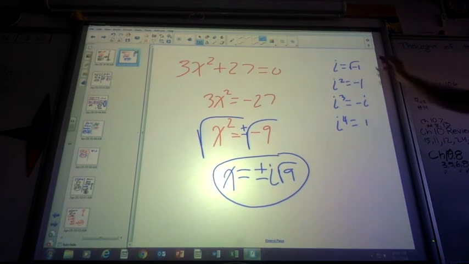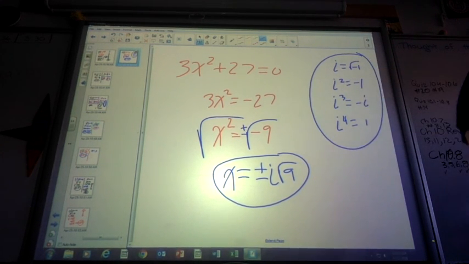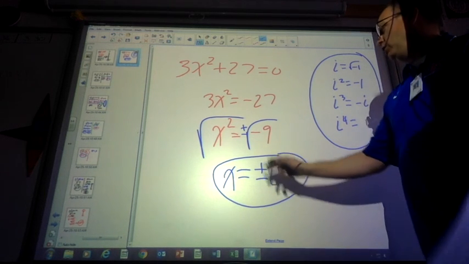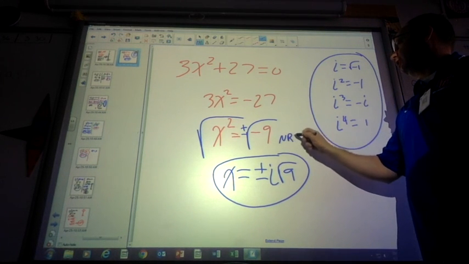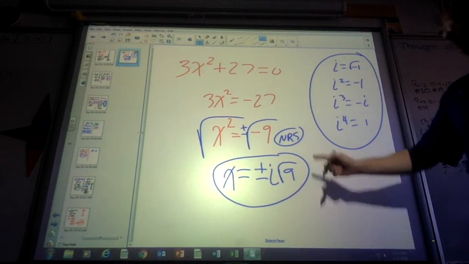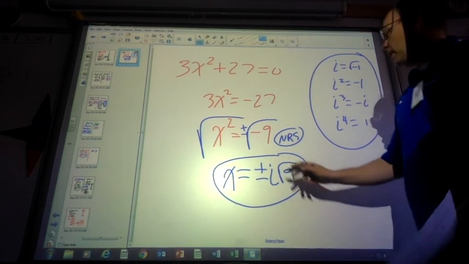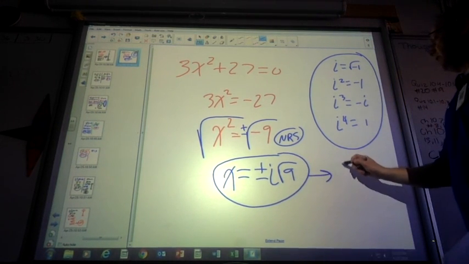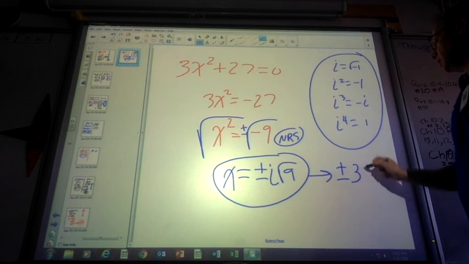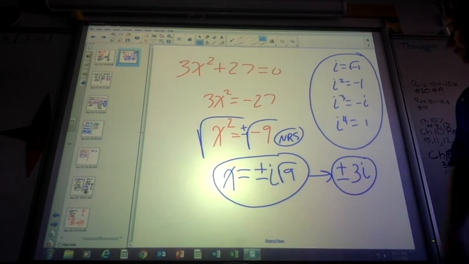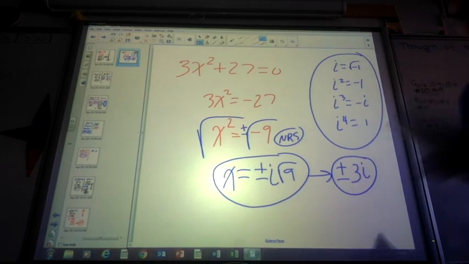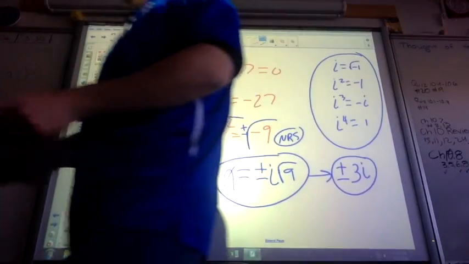You're like, where did this i stuff just come from? Bonus feature stuff. If you just put no real solution on this problem, I'm fine with it. But it is plus or minus. Ooh, it's actually not that. It's actually x is equal to plus or minus 3i because of square root of 9. Oh, so cool. It's just beautiful math. So happy about it.